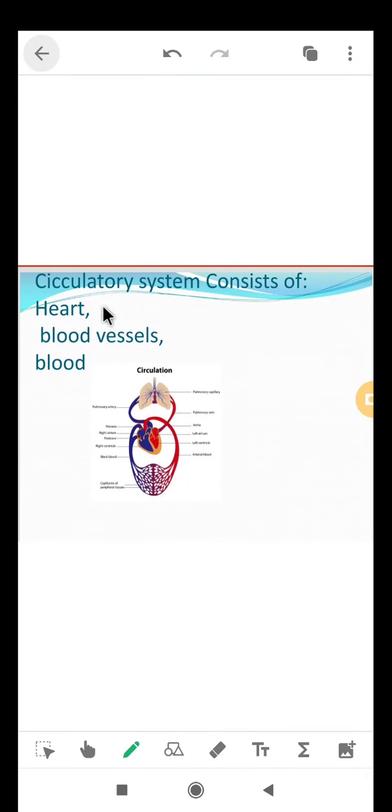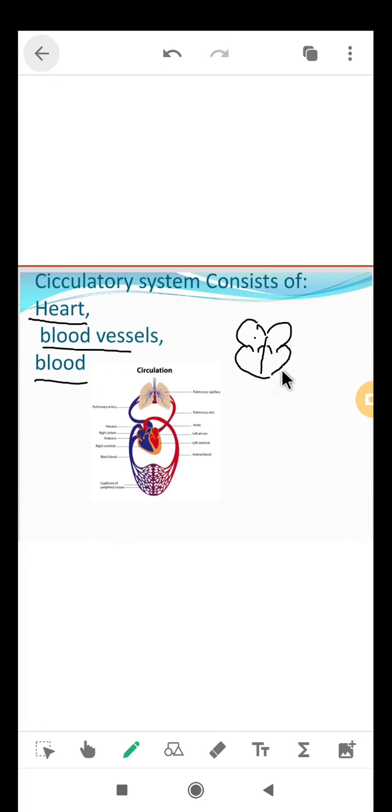Human circulatory system consists of heart, blood vessels, and the blood. It is the heart. Our heart is a muscular chamber. Four chambers are there, two auricles and two ventricles.